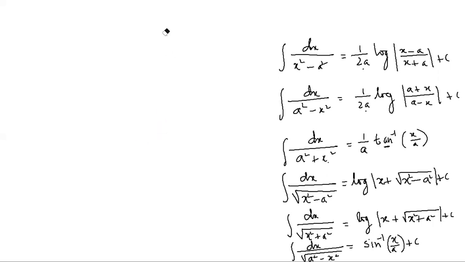Okay. Now we will go to the problem. All right, so this is a very good problem. Question number 11. Integral 0 to 4, 1 upon root of 4x minus x square dx.